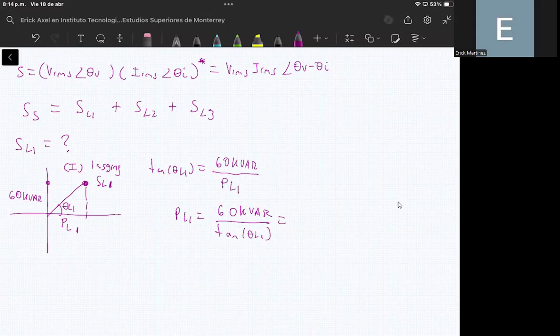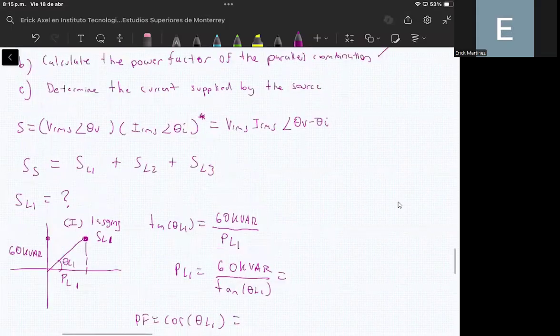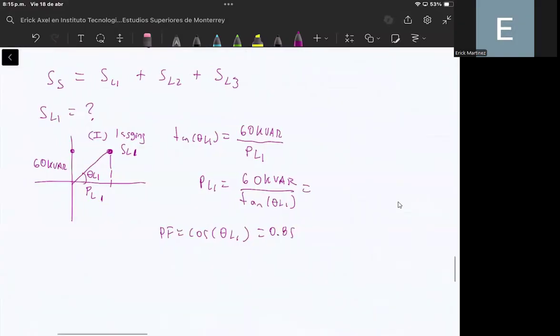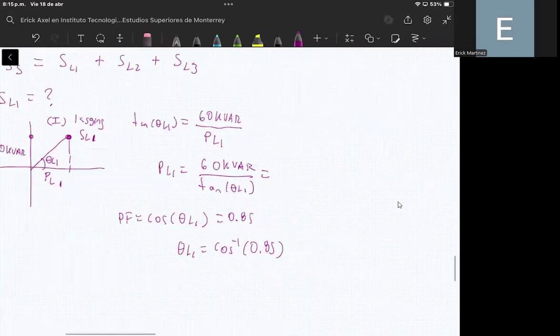But how can I compute theta L1? Well, we know that the power factor is equal to the cosine of the angle of the complex power. This is the angle of the complex power, that is this angle. So I know the power factor, that is 0.85. If I solve this equation for the angle, I get that theta L1 is equal to the inverse cosine of 0.85.